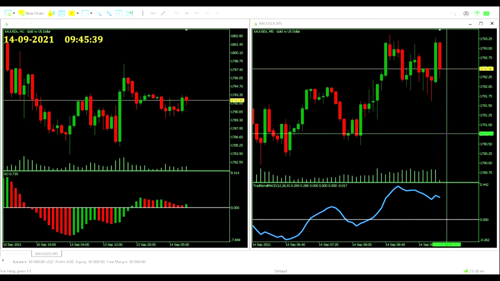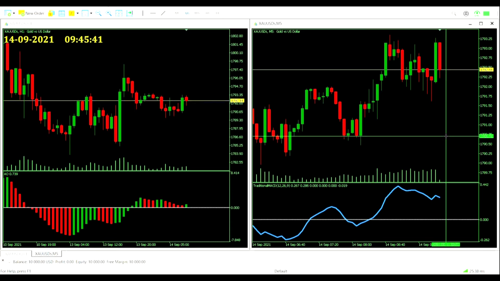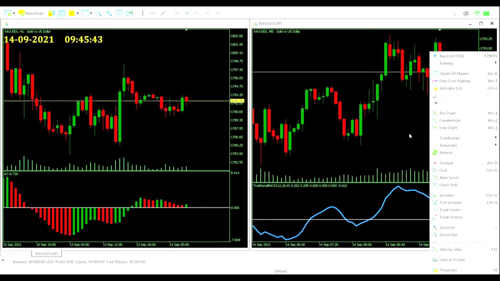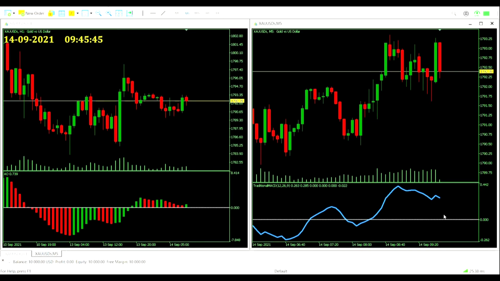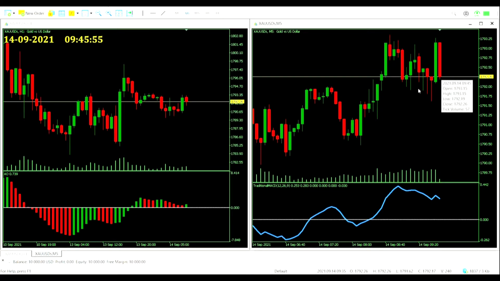It can come down to here, bounce off a sort of support area, and then we could get back in on a buy trade with the recross. Certainly this candle looks promising right now for that.